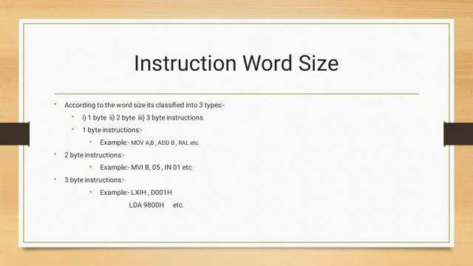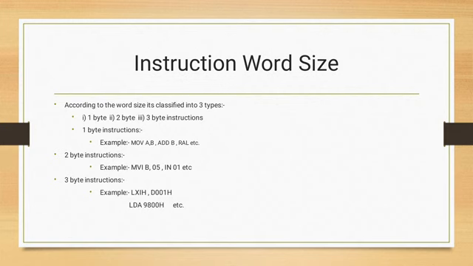LXI H has a specific opcode, which is 21, and D001 hex will be divided into 2 parts as the data bus is 8-bit. It will be loaded into the next locations as 01 and D0 in code form. The first byte 21 is the opcode for the instruction LXI H, the second byte 01 represents the 8 LSBs of the data, which is loaded into register L, and the third byte D0 is the 8 MSBs of the data, which is loaded into register H.